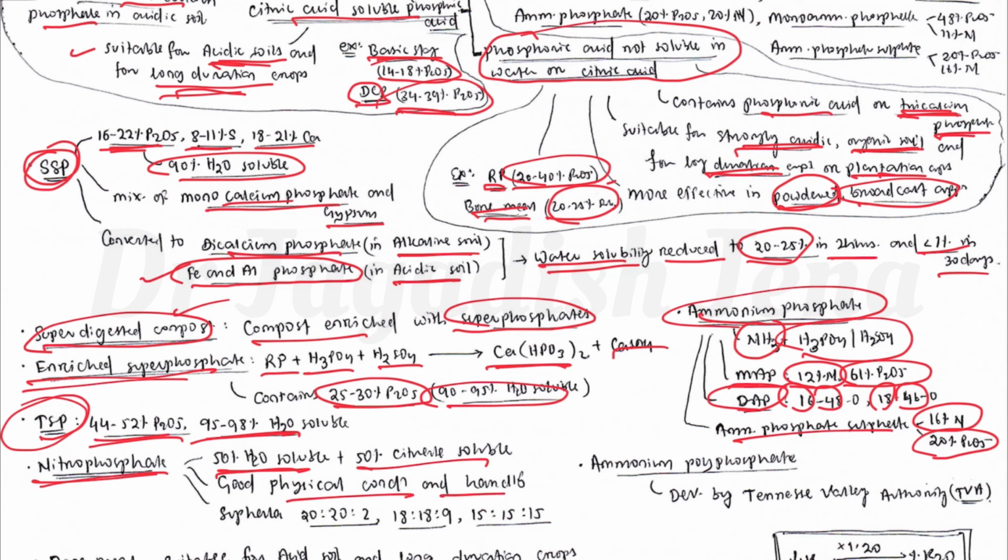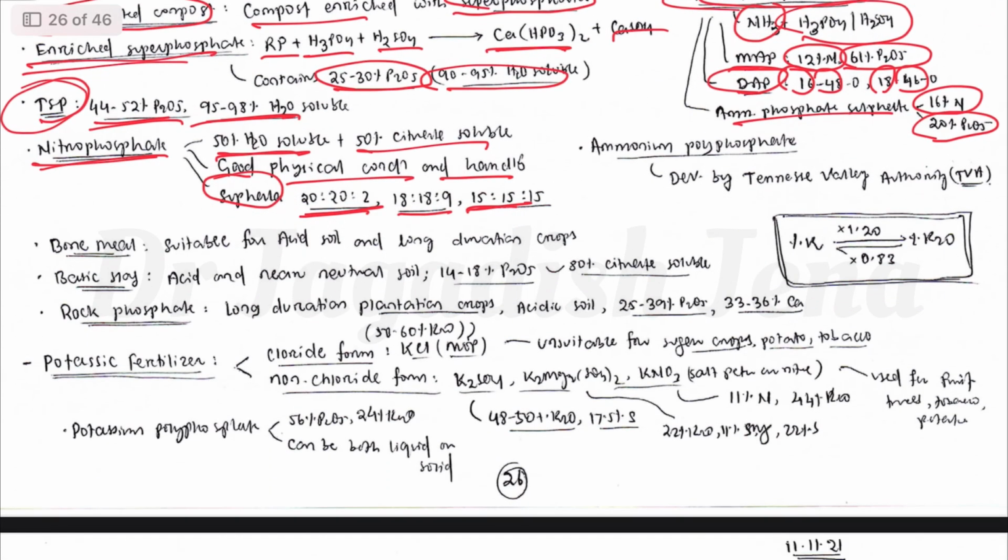Good physical condition and handling capacity. For example, Suphala, that is 20-20-0, 18-18-9, 15-15-15. These are different forms of Suphala based on manufacturer. Then ammonium polyphosphate was developed by the Tennessee Valley Authority, TVA. Then bone meal is suitable for acid soil and long duration crop.